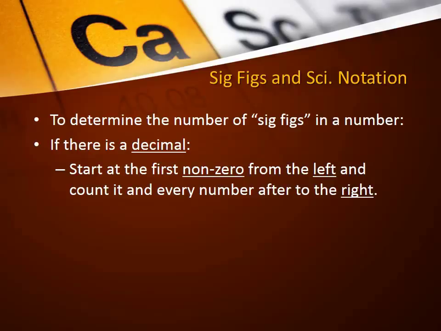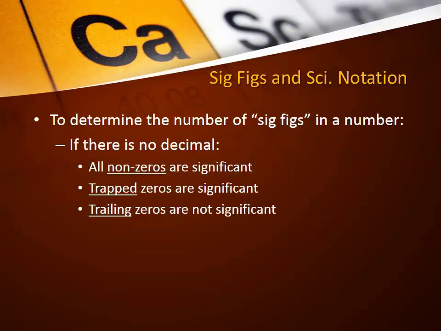To determine the number of sig figs in a number, we have two different options, if there's a decimal and if not. If there's a decimal, start at the first non-zero from the left and count it and every number after it to the right. If there is no decimal, all non-zeros are significant, trapped zeros are significant, trailing zeros are not significant. Trapped zeros are, for example, 1, 0, 1, and trailing zeros would be 0, 0.